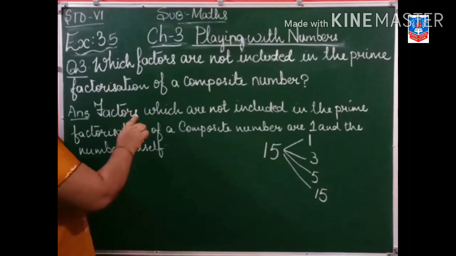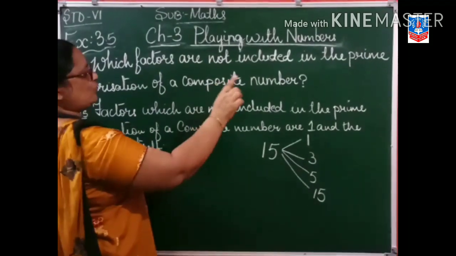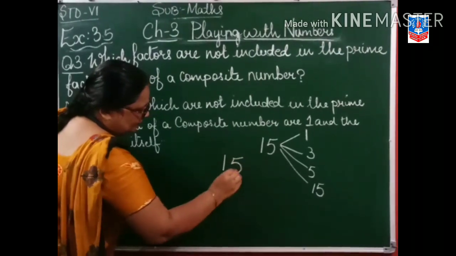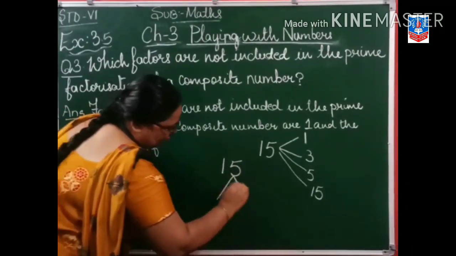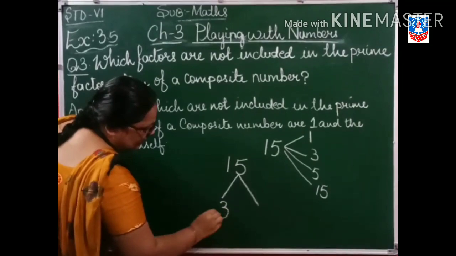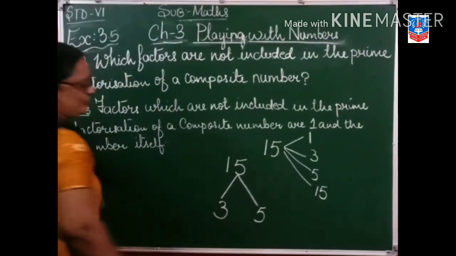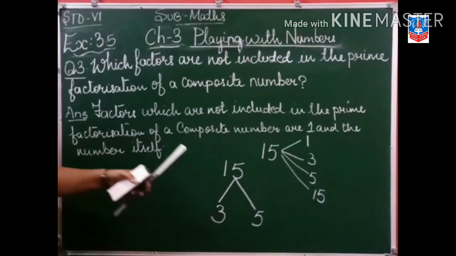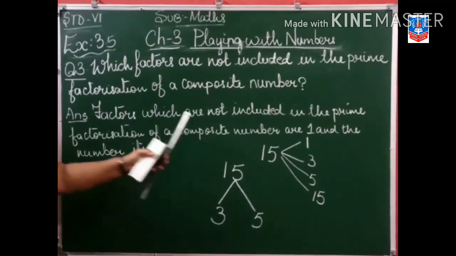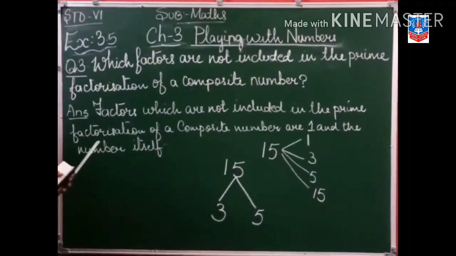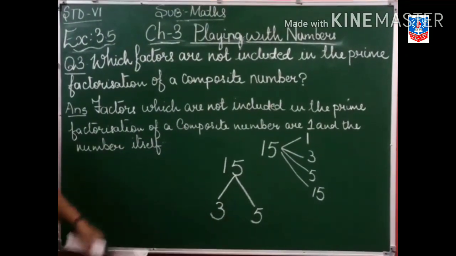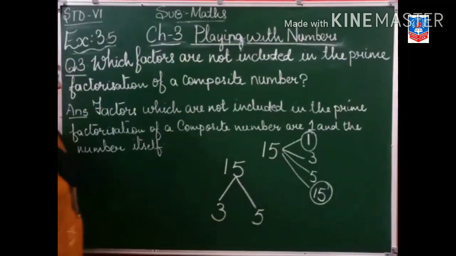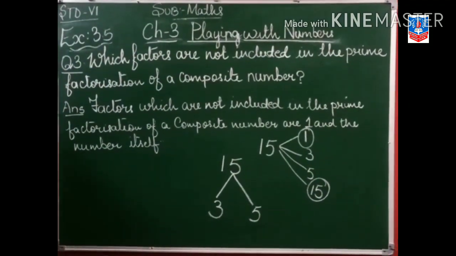Now what is asked here? Factors which are not included in the prime factorization of a composite number. Now for factorization, how will I write? 3 into 5. This way I will write. I will not write 1 into 15. So the factors which are not included in the prime factorization of a composite number are 1 and the number itself. Is it clear?